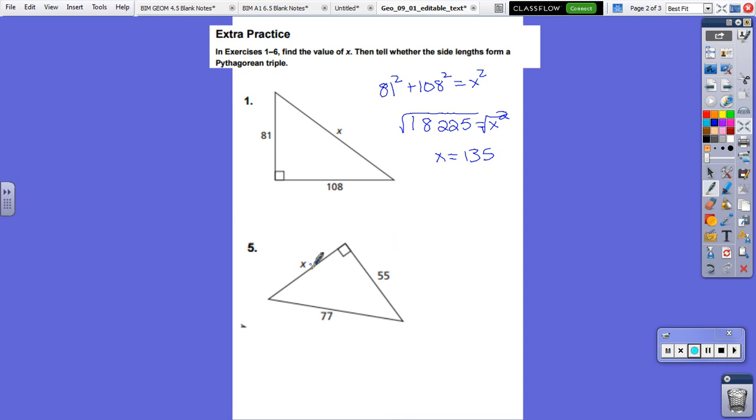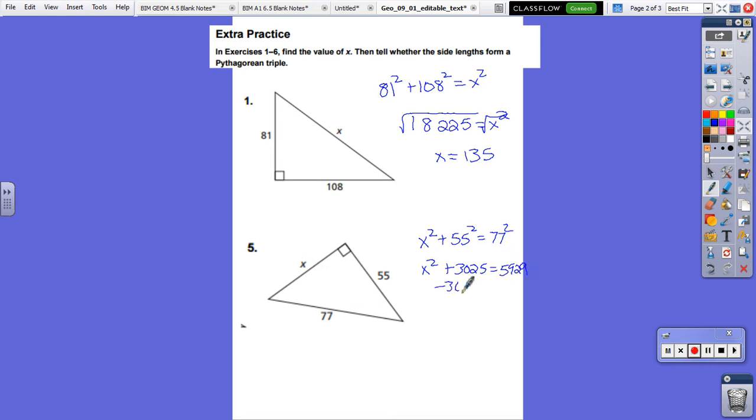Okay, so over here with x, this one, x is a leg, so we're going to do x squared plus 55 squared equals 77 squared. Now, I'm going to go ahead and type these in my calculator, and I'm going to have that 55 squared is 3,025. And so I'm going to go ahead and write that down right there. And that 77 squared is 5,929.